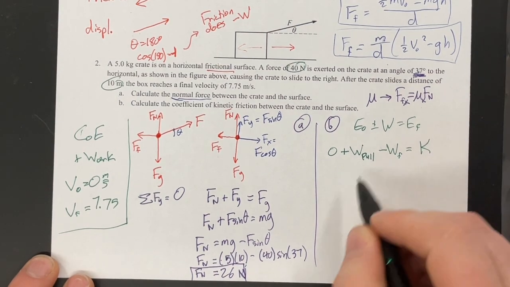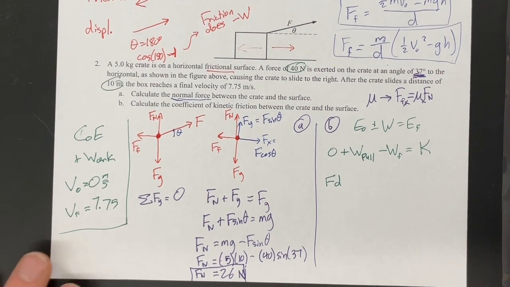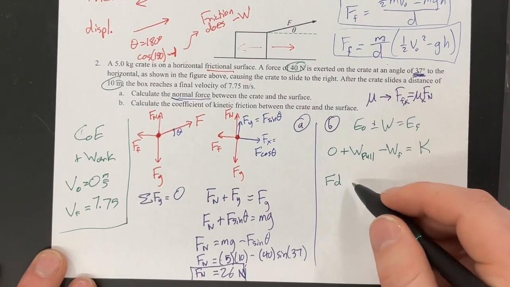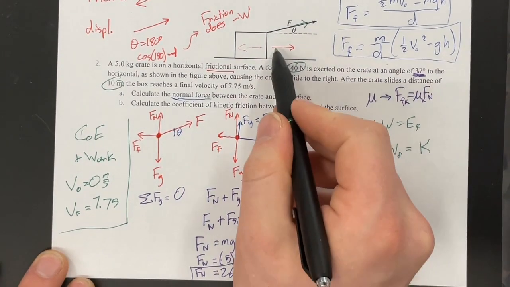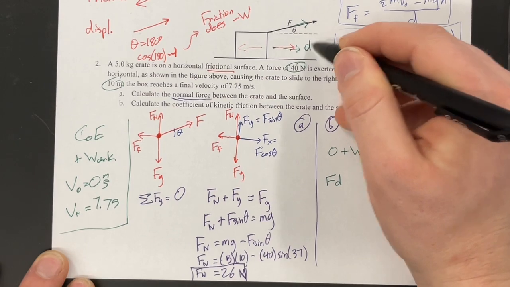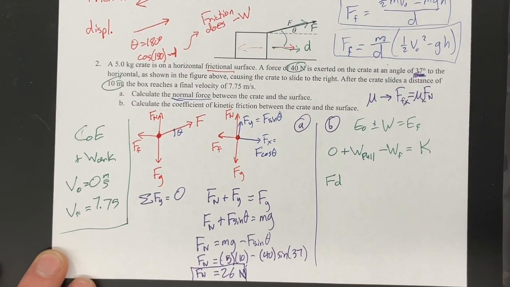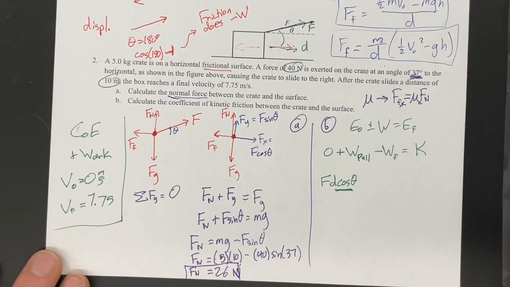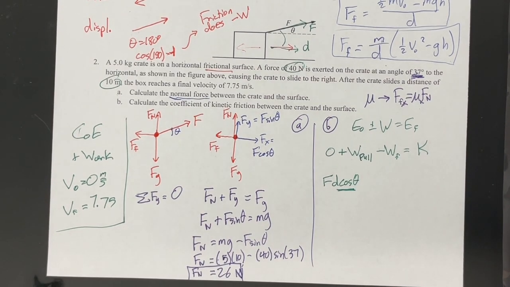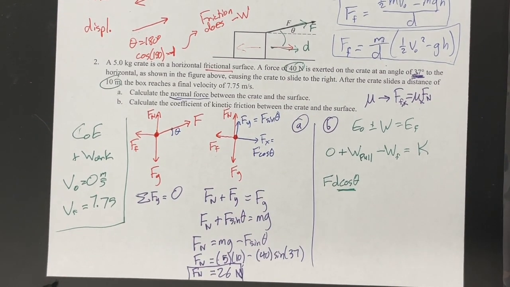So work done by pulling, well, that's where we can do FD cosine theta, since work is FD cosine theta. This force is not horizontal, but the displacement is horizontal. So there's an angle between them. We need this FD cosine theta. So this is using work at an angle, when there is an angle between the force and the displacement. That's when we use FD cosine theta.